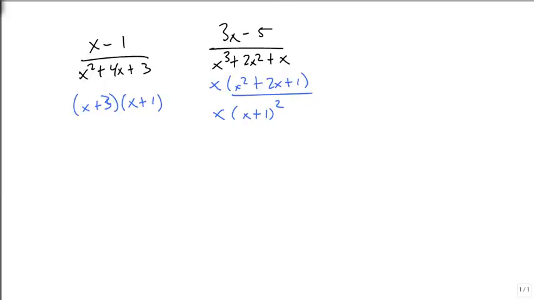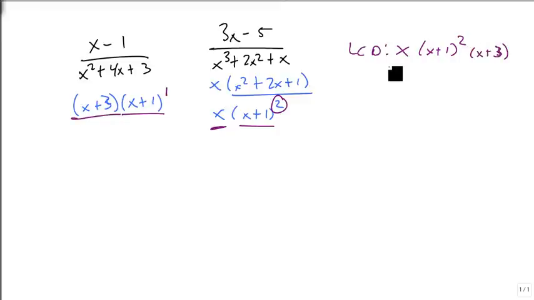So now we look at what our LCD is. And our LCD starts with an x by itself. And then we look for what's in common. They both have an x plus 1, but our second one has a square, so we pick the higher power, because that'll have enough that the first is represented. And then we just include what's only in the first, and that's the x plus 3. So my LCD is x times x plus 1 squared times x plus 3.